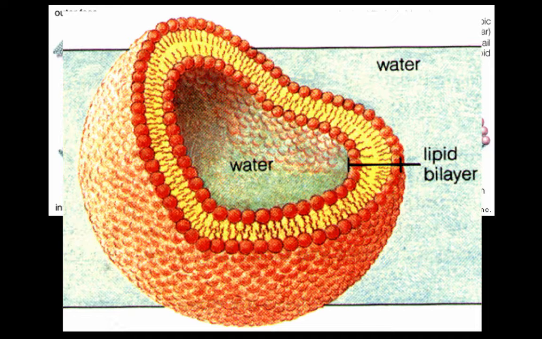helps keep it separate. This allows a membrane to control what goes in and out of a cell, which is called being selectively permeable. Remember, permeable means things can go in and out, and so if you're selectively permeable, you're only allowing certain things to go in and out, and that's what we want.